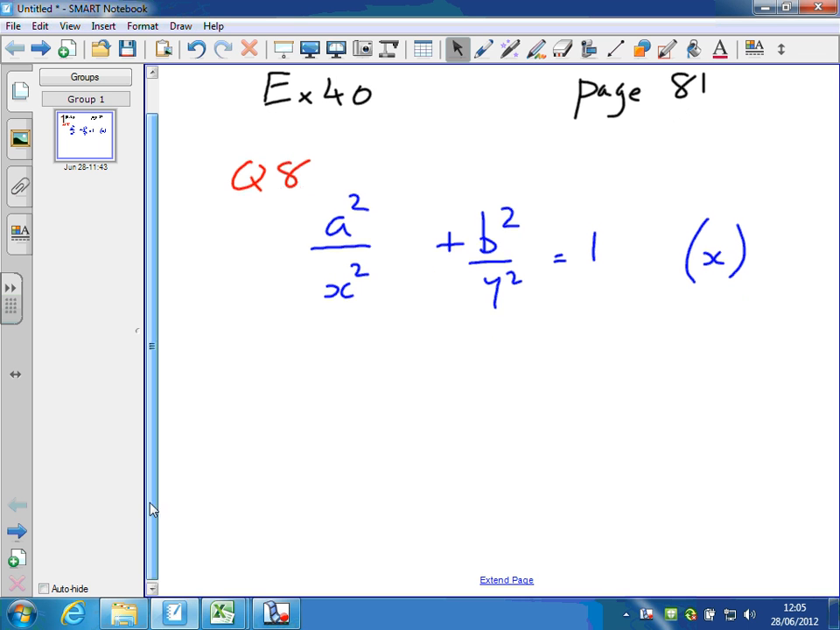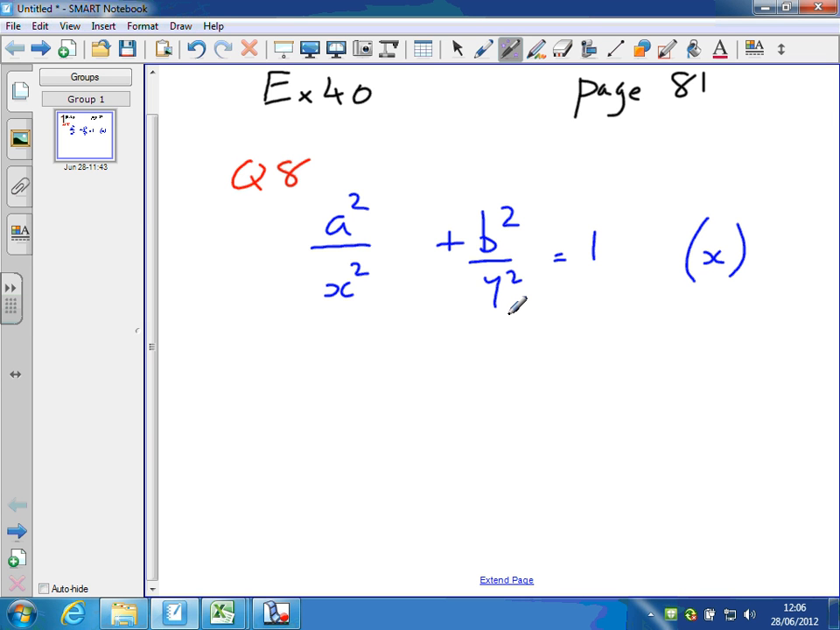Well, one way forward with this is to multiply both sides of the equation by x squared to get rid of the x squared term in here, which is underneath. And then when you've done that, multiply both sides by y squared to get rid of the y squared underneath, or in the denominator in the second term. So then you would have something where there were no fractions, and that might make life a lot easier.